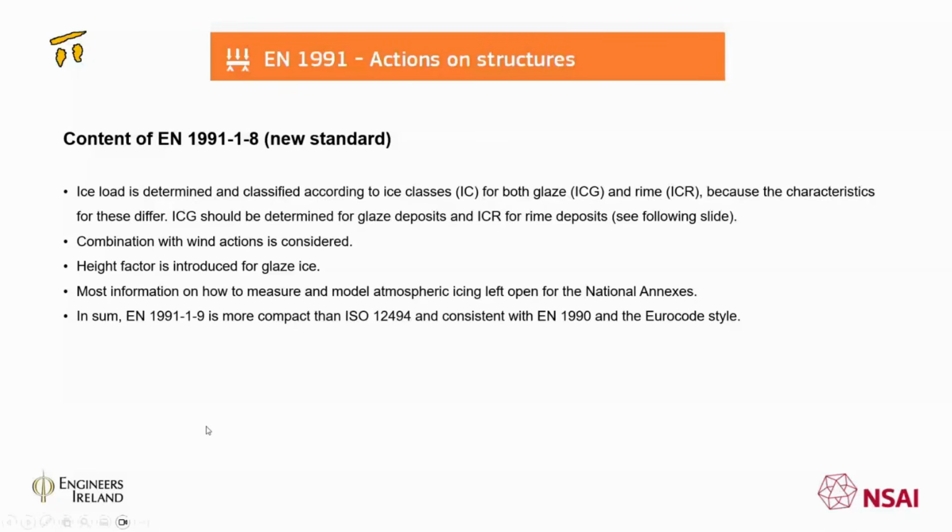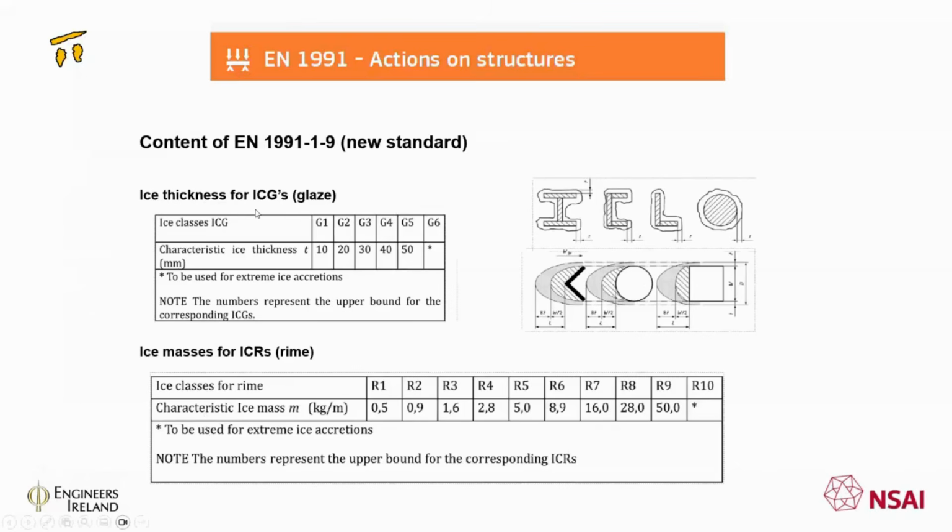It gives various ice thickness for glazes for different classes, so it varies from 10 millimeters to 50 millimeters or upwards. And then the ice mass goes from 0.5 kilograms per meter to 50. Generally, we would find that in Ireland it would be the lower classes, and these are the kind of diagrams that show how this is produced.